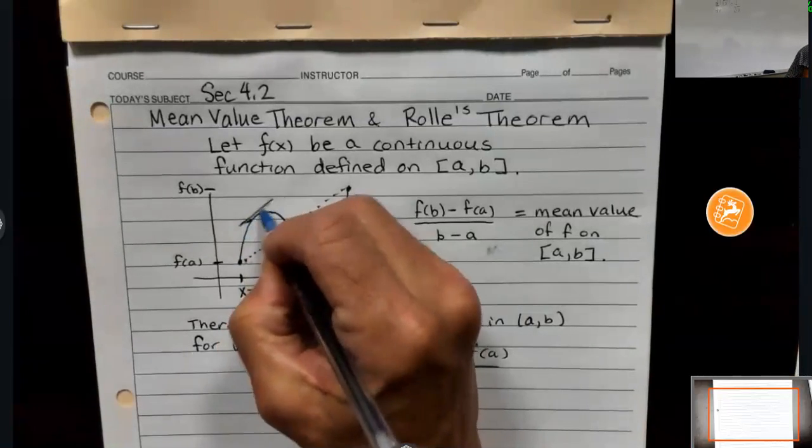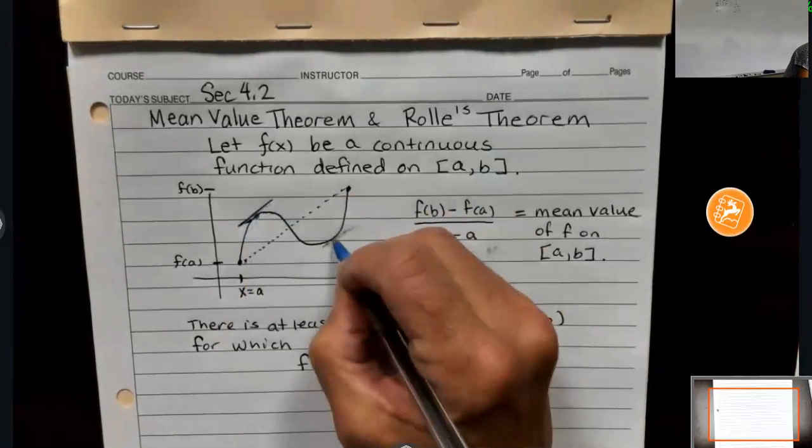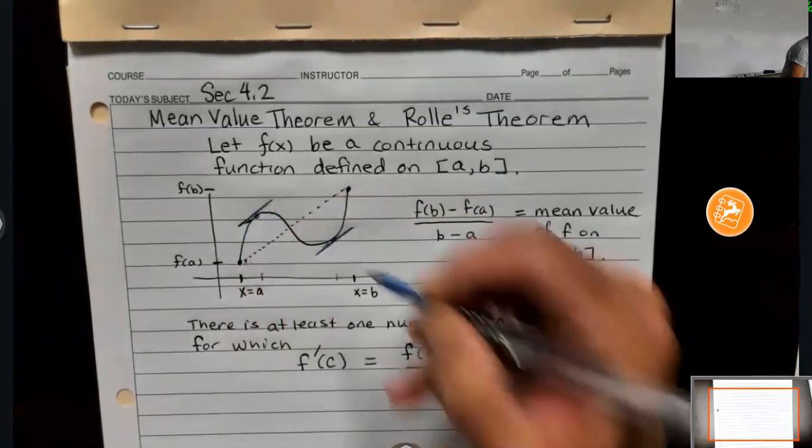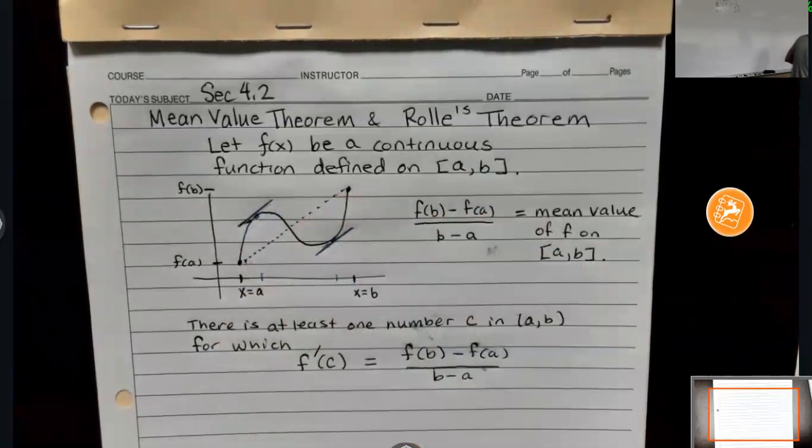Right here maybe, and right here in my picture. So it looks like there's two numbers that satisfy the mean value theorem.